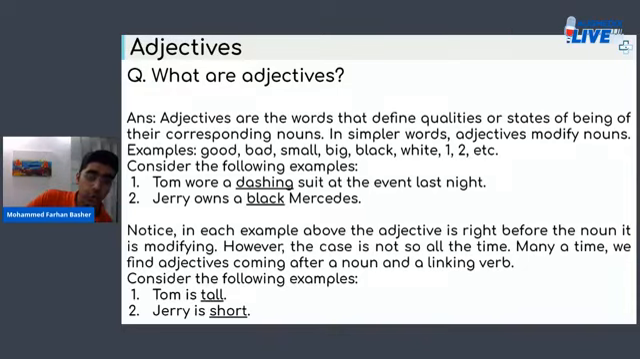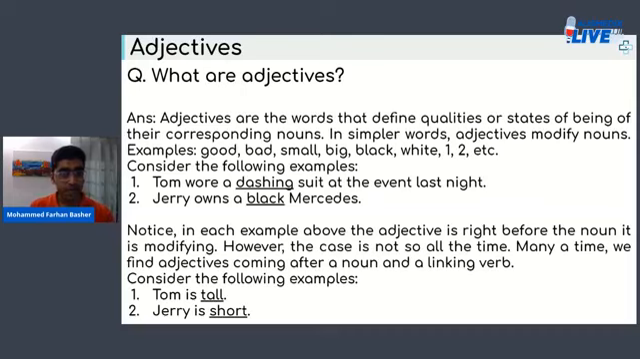Okay, Jerry is short. Similarly here as well, as you can see, the adjective short is giving you more information about Jerry's height. So when you say Jerry is short, in this case as well, the adjective hasn't been put before the proper noun, but rather after it. And it has been linked to it with the help of a linking verb, which in this case is is. So Jerry is short. Okay, I hope this is clear.